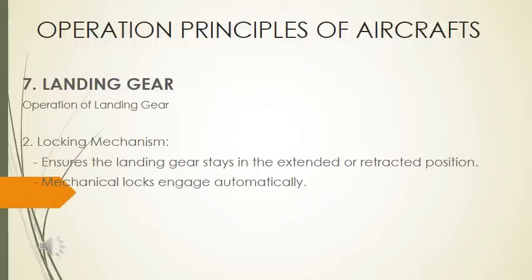Then locking mechanism. That's number 2. It ensures the landing gear stays in the extended or retracted position. When it's extended, it stays there, or when it's retracted, it stays there. Mechanical locks engage automatically. So landing gear usually have locking mechanisms used for these purposes, to ensure the landing gear stays either in the extended or in the retracted position.